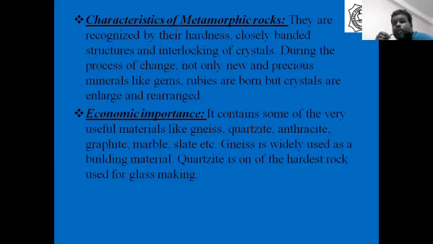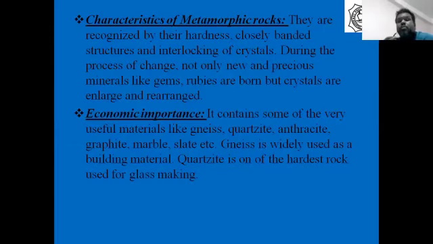During the process of change, not only are new and precious materials like gems and rubies born, but crystals are enlarged and rearranged. During the process of change, that is, when igneous and sedimentary rocks are changed into metamorphic rock, various precious minerals like gems and rubies are born, and the crystals are also enlarged and rearranged.